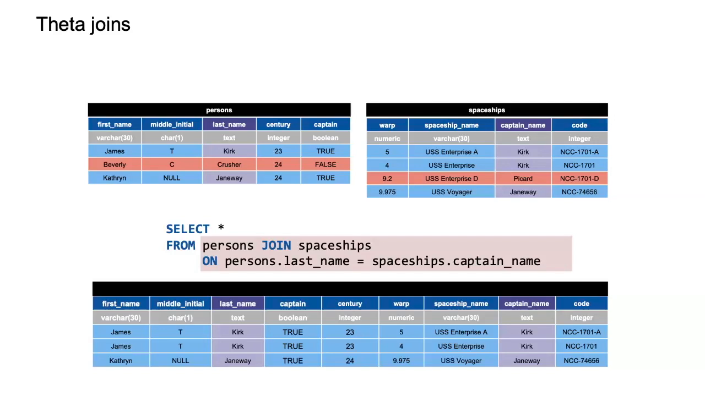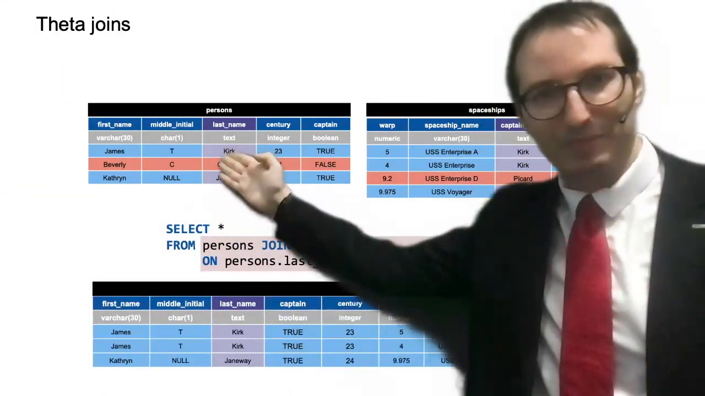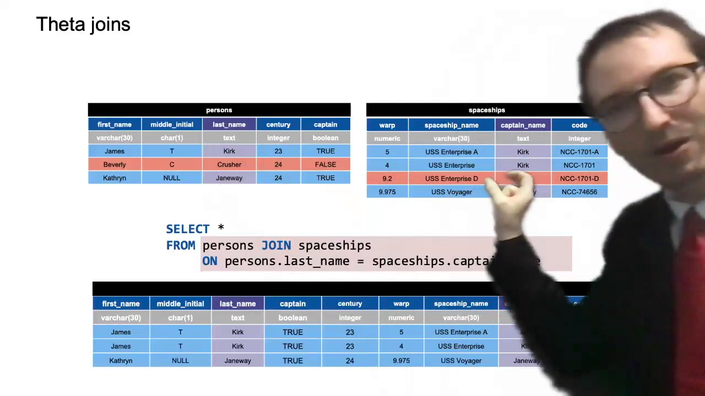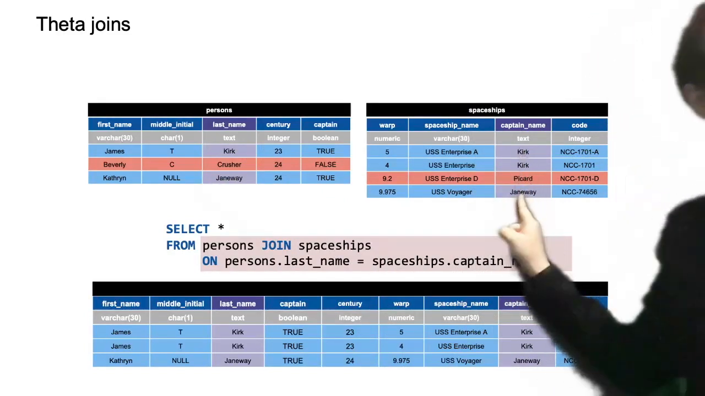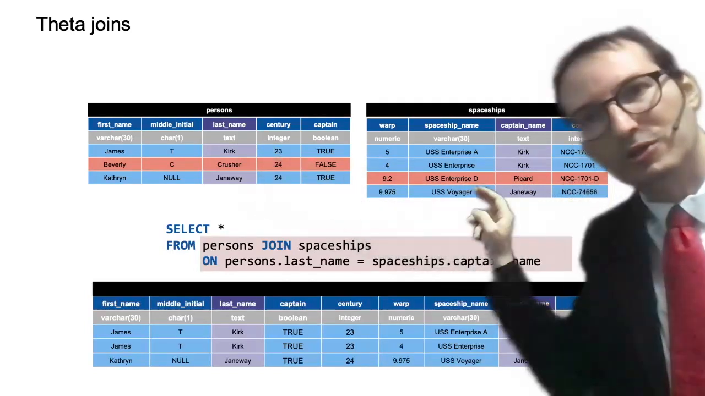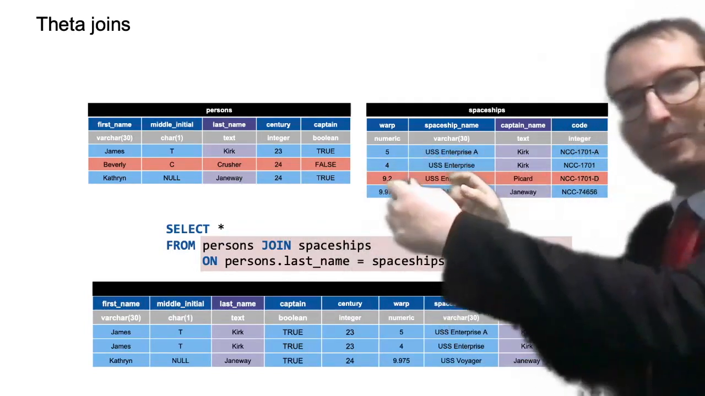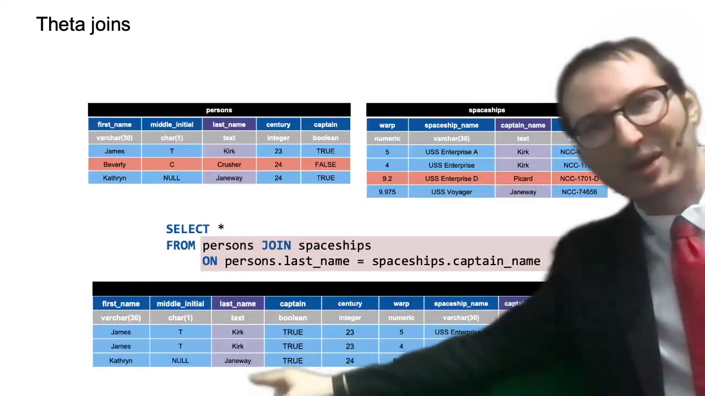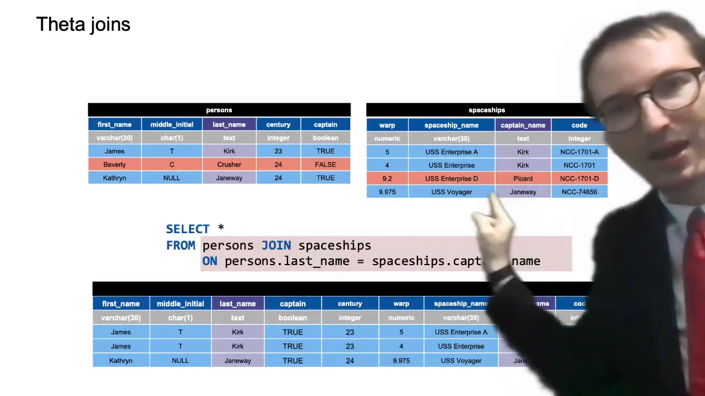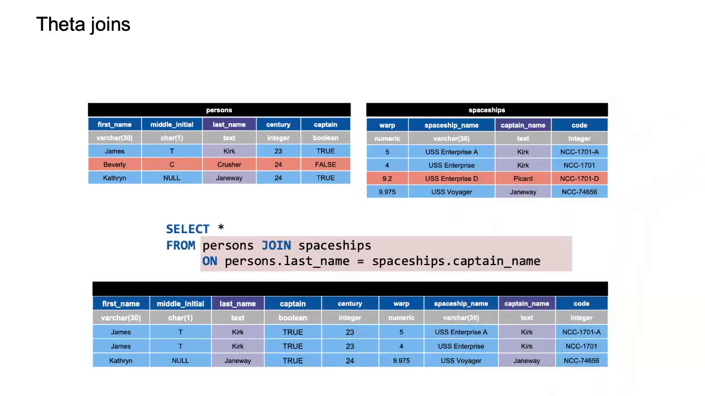How do we select the records that match? Well, we basically want to match the last name of a person, right here, that's the last name of the captain, with the captain of the ship, where we also have the last name here. For example, Kirk would go here, Crusher, she's not a captain, Janeway goes here, and so on. So you basically combine, but only with the matches. And these are the three matches. Kirk has these two ships, and Captain Janeway has this one. So we have three matches.